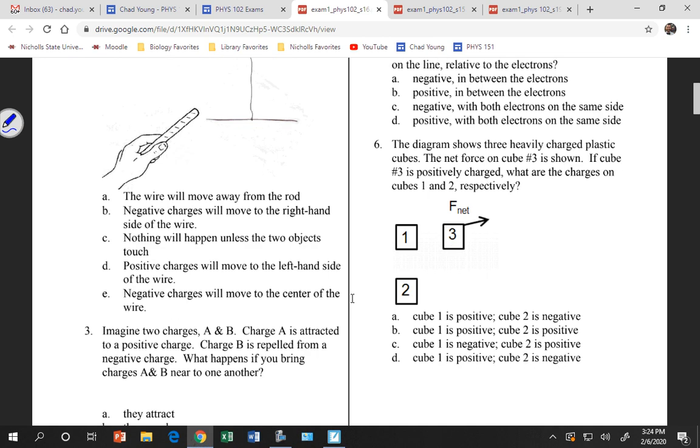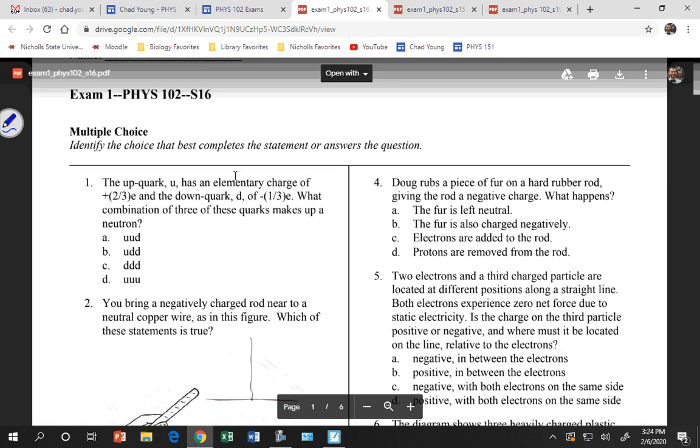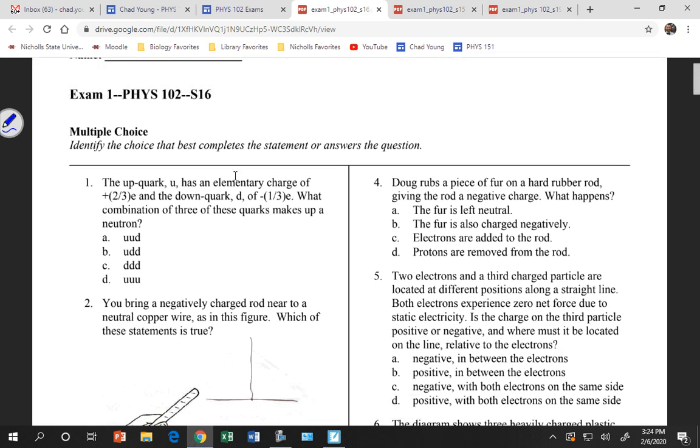Wait, that first question, is that? Yeah. So, this has to do with, we had similar questions on other exams. They were just worded differently, but it's really just conservation of charge. The up quark has a charge of plus 2/3 and the down quark of minus 1/3. Which combination makes up a neutron? A neutron is neutral, right? So I can just go through each one.